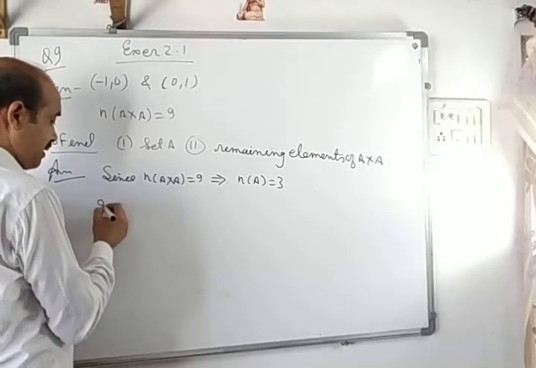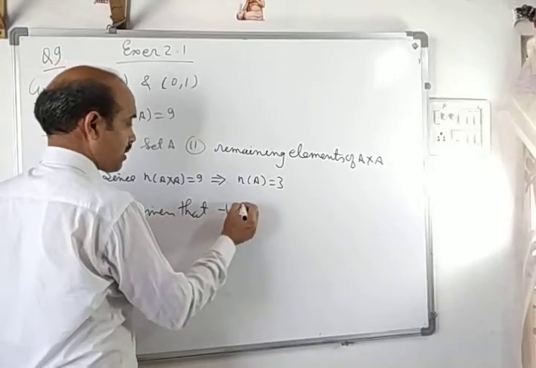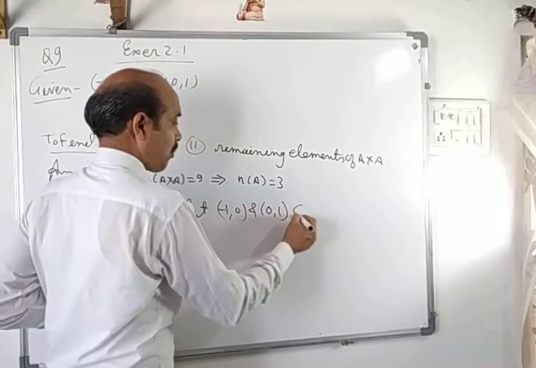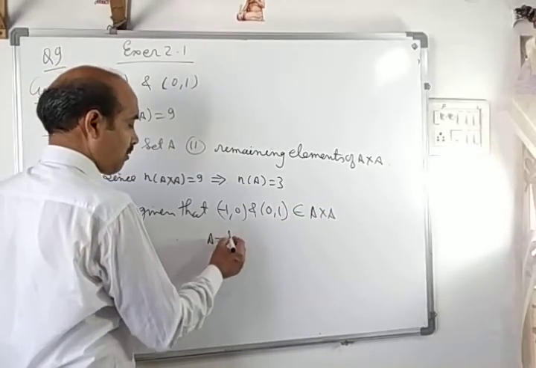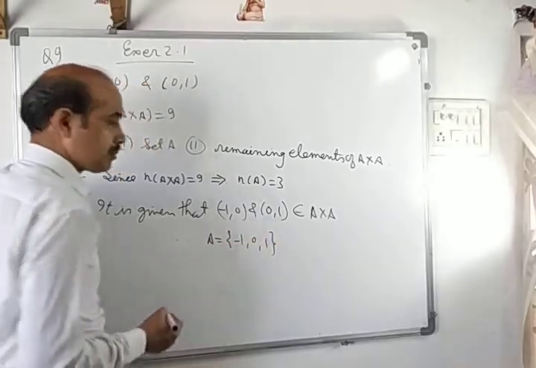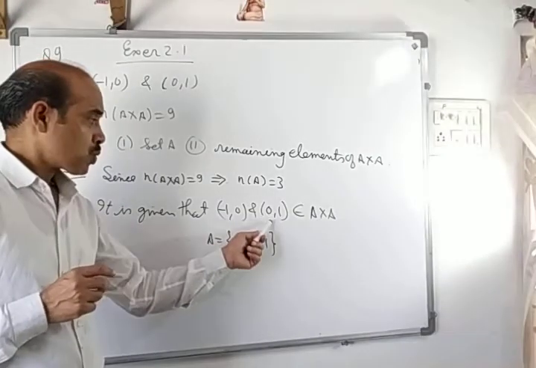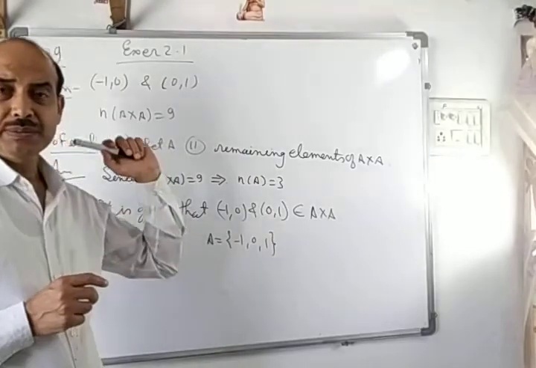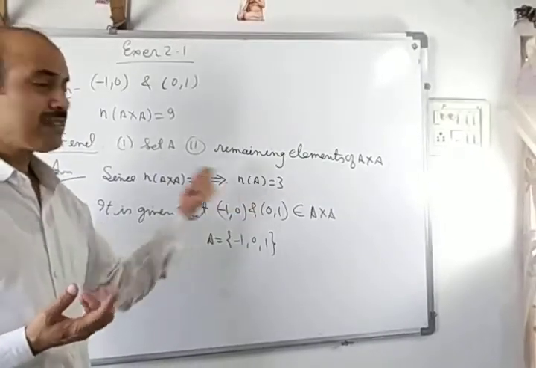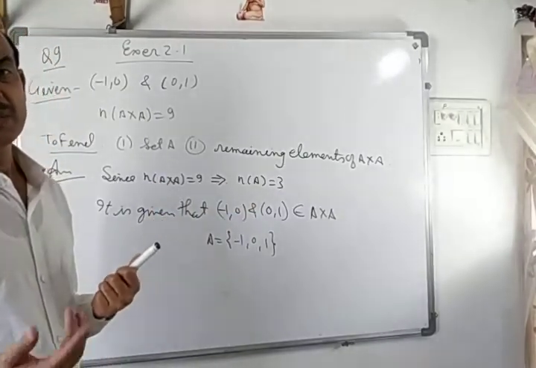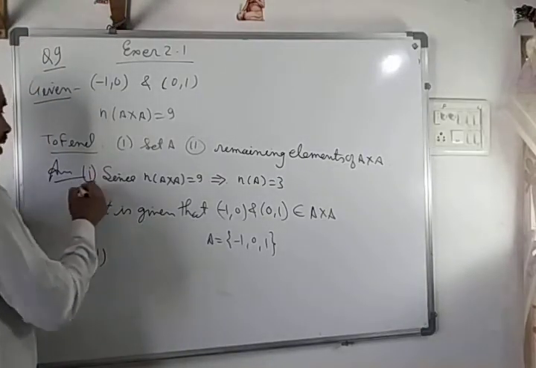Another one is, it is given that (-1, 0) and (0, 1) belong to A cross A. This simply indicates that A will have -1, 0 and 1, because these two ordered pairs are belonging to A cross A. The same set is there, so all the elements will be in A. And we need 3 because the number of elements is 3. So -1, 0 and 1, all 3 will be in A. Now this may be the answer of the first part.